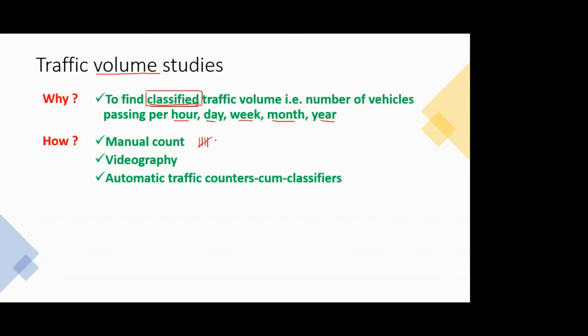This is the most primitive and most widely used method, because from the resource point of view, in India we have a lot of manpower. You can deploy very cheap manpower, just 200 or 300 rupees per day, to hire a laborer who is able to read and write fairly, not very high-fi English, but he can deal with numbers. So you can deploy those people and do this manual count survey.